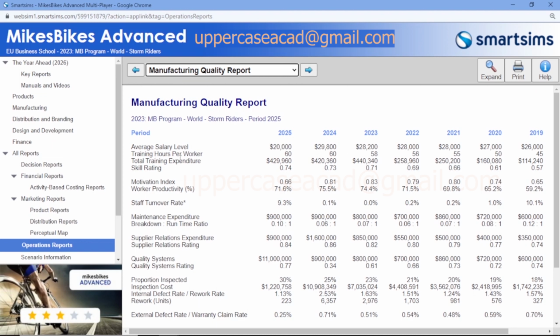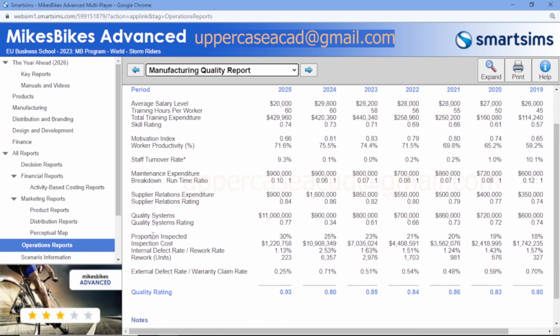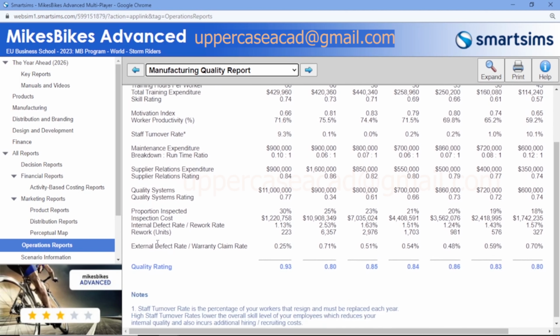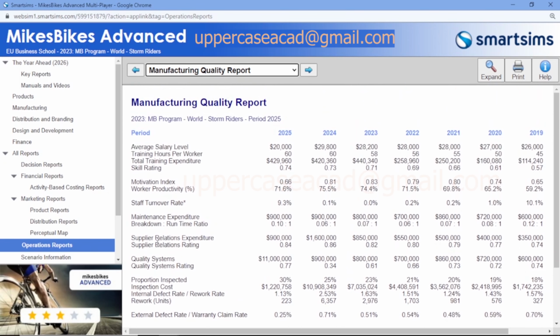Then you have the training hours, because I have to train my employees, so as I increase the efficiency, this will increase my quality. Then you have the motivation index. So this is just a snip of what you'll see in your quality report. So that's it for the operations. Let's move on to the next report.